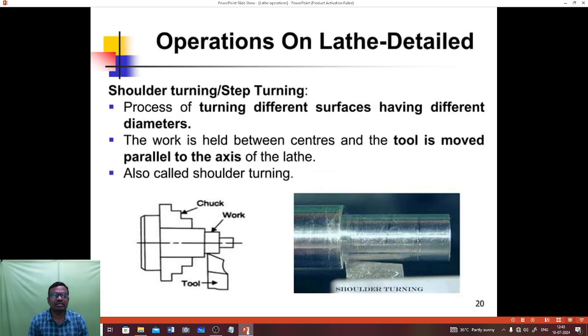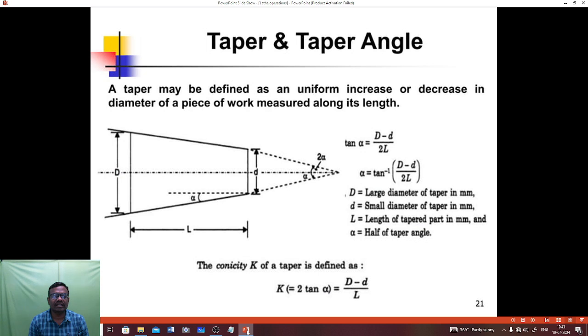Shoulder turning or step turning is the process of turning different surfaces having different diameters. The work is held between centers and the tool is moved parallel to the axis of the lathe. It is also called shoulder turning. Taper and taper angle: a taper may be defined as a uniform increase or decrease in diameter of a piece of work measured along its length.